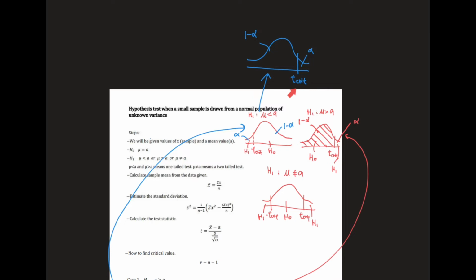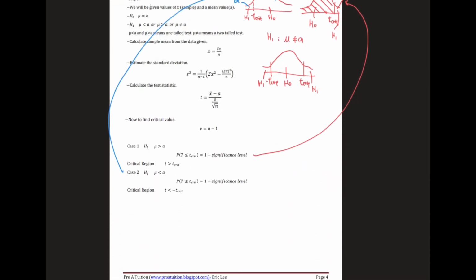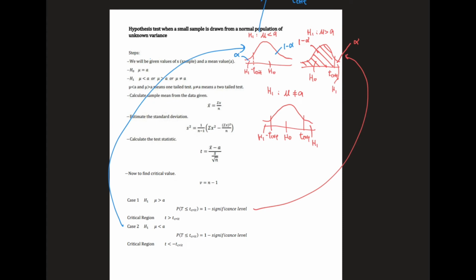This part, less than or equal to t critical, is 1 minus the significance level. So alpha is the significance level, but originally it's like this. You swap, then you will see it makes sense. Then the critical region: when t is less than negative t critical, that means here, so they enter this small region. This small region is where we reject H0 and we take H1, so we call this the critical region.